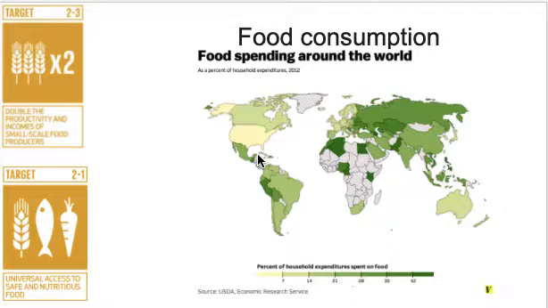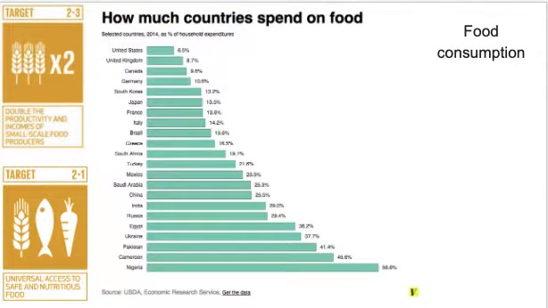In this map, you can see food consumption as a percentage of average household income. Unsurprisingly, the higher income countries spend proportionately less on food as a percentage of their household income. You will see, particularly for sub-Saharan Africa, much of this data is missing. However, those countries that are in green are spending a proportionally higher percentage of their household income on food. This has important implications.